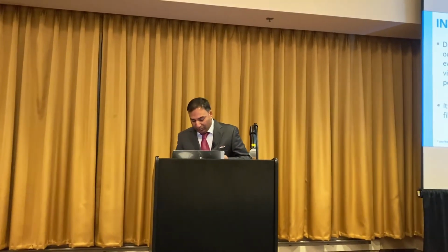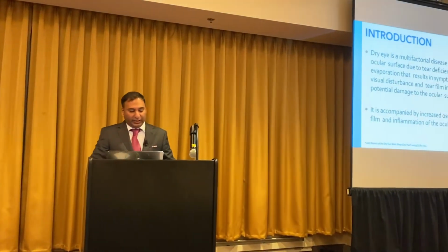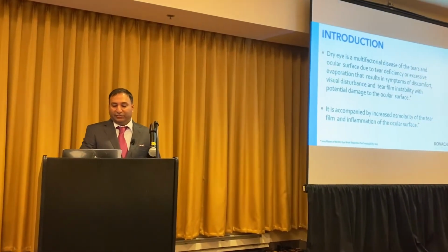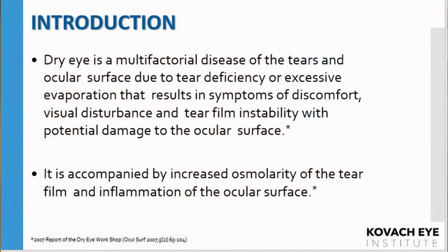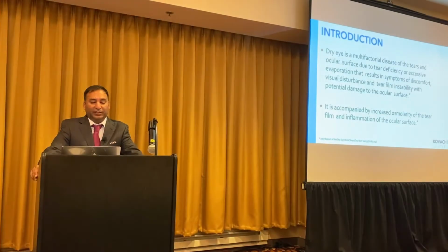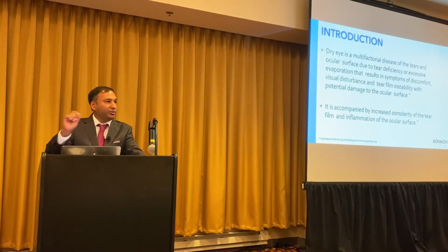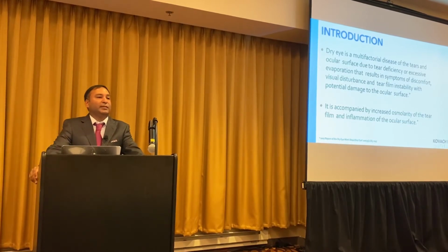As we know, the definition of dry eye has really changed over the years. We know that it's really a multifactorial disease of tears and ocular surface due to tear deficiency, but more so excessive evaporation that results in symptoms of discomfort, visual disturbance, and tear film instability with damage to the surface. There's also a neurogenic component to this as well. That's been added with the newest definition of dry eye.